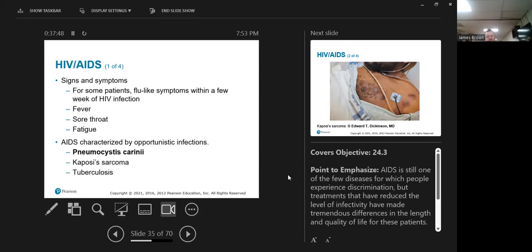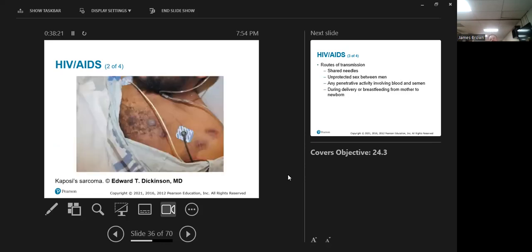HIV and AIDS. Signs and symptoms for some patients: flu-like symptoms within a few weeks of having the HIV infection, fever, sore throat, and fatigue. AIDS is when it develops to the point where we are no longer able to fight off opportunistic diseases or infections, such as pneumonia, sarcoma, and tuberculosis. That Kaposi's sarcoma is what I said we'd see later on. It's a particular type of rash right here that you can see, and when it's on the inside of the mouth, it's kind of a white blotchy rash.